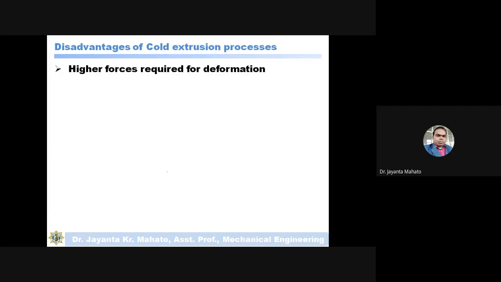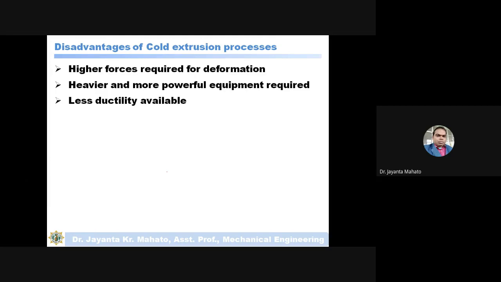In this case, the probability of the material is less compared to the hot extrusion process, so higher force is required to deform the material. Okay, and heavier and more powerful equipment is required, because as the higher force is required to deform the material, more powerful equipment is required to apply the more force. So less ductility available. Why less ductility available?